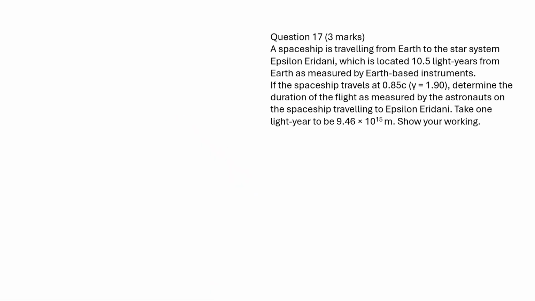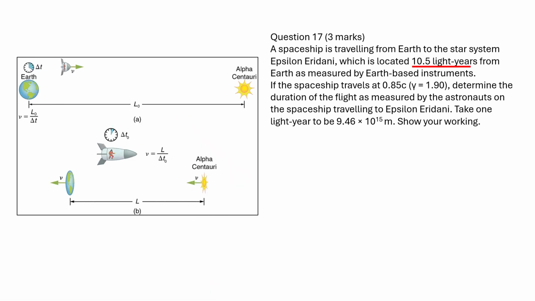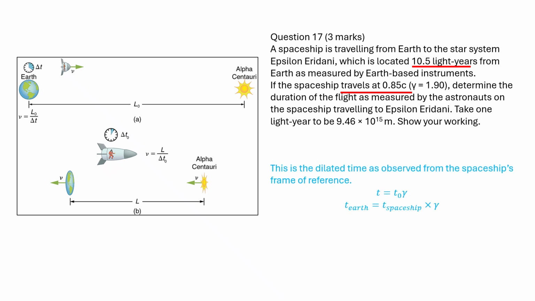The distance from Earth to Epsilon Eridani is 10.5 light-years, as measured from Earth. A spaceship traveling at 0.85 c relative to Earth will experience a proper time for the journey because the astronauts and the spaceship share the same reference frame. In contrast, an observer on Earth will measure a dilated time for the spaceship's flight. When performing calculations, it's often simpler to use light-years for distance and the speed of light, c, directly, rather than converting to kilometers.